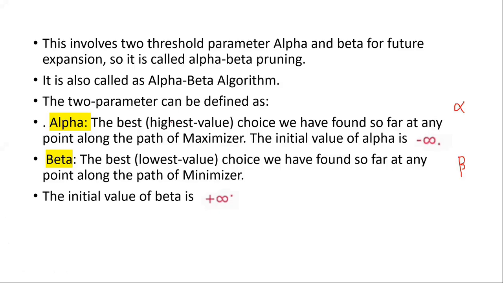So alpha is the highest value, and always we find the maximizer. For the maximizer, we use the term alpha, and alpha will always be initialized as minus infinity. Beta is the lowest value, that means the minimizer value is beta, and we will initialize beta as plus infinity. This we always want to know. The maximizer will be alpha, and the minimizer will be beta. These two we want to know, and alpha will be initialized as minus infinity, beta as plus infinity.